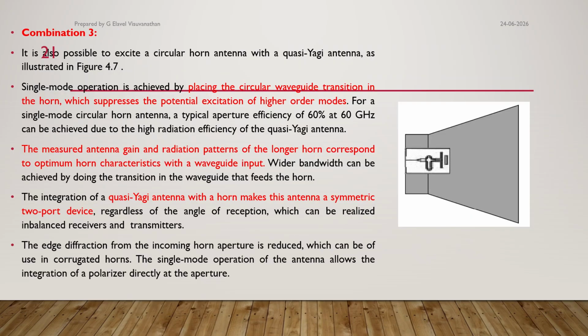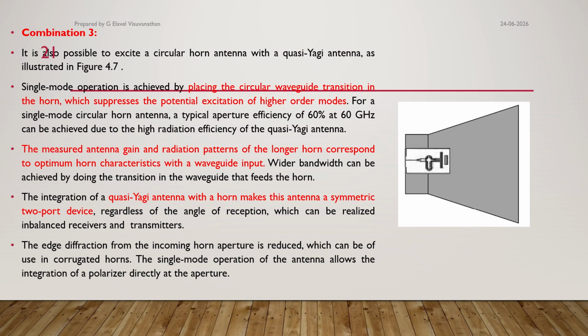Combination 3. It is also possible to excite a circular horn antenna with a quasi-Yagi antenna. Single mode operation is achieved by placing the circular waveguide. The measurement antenna gain and the radiation pattern of the longer horn correspond to optimal horn characteristics with a waveguide. The integration of a quasi-Yagi antenna with a horn makes this antenna suitable for portable devices.